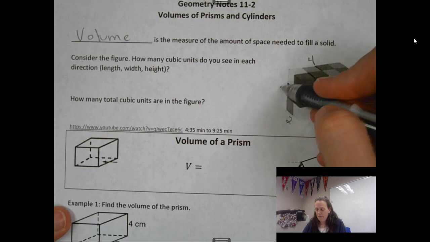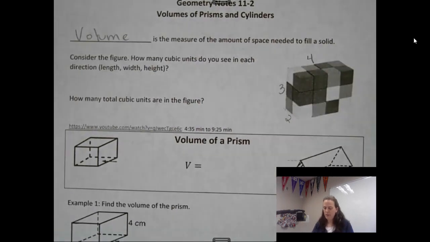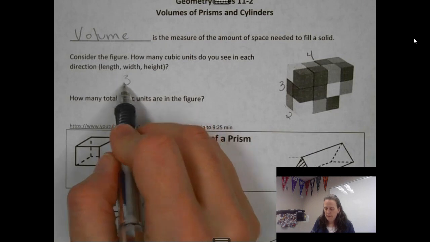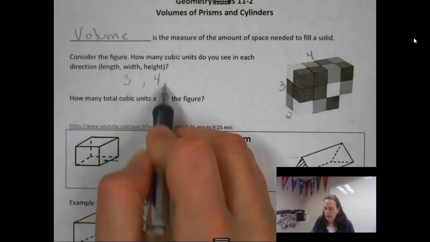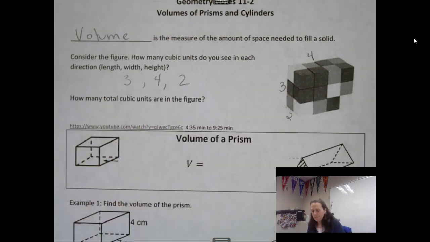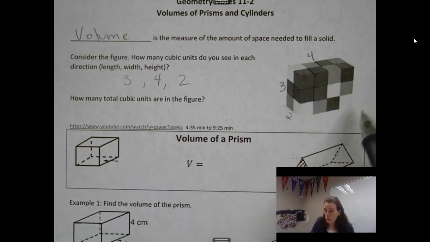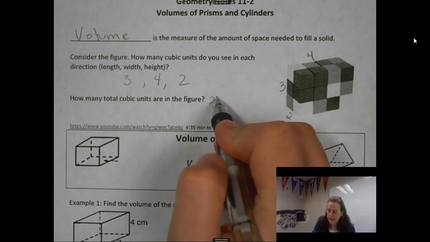So 3 different ways we're looking at now. 1, 2, 3 up that direction. How many cubic units do you see? So I see 3 and 4 and 2. And then how many total cubes are in this rectangular prism? Take a second and look at that and calculate what you think. Okay. All right. Did you decide there were 24? Let me put 24 right here.